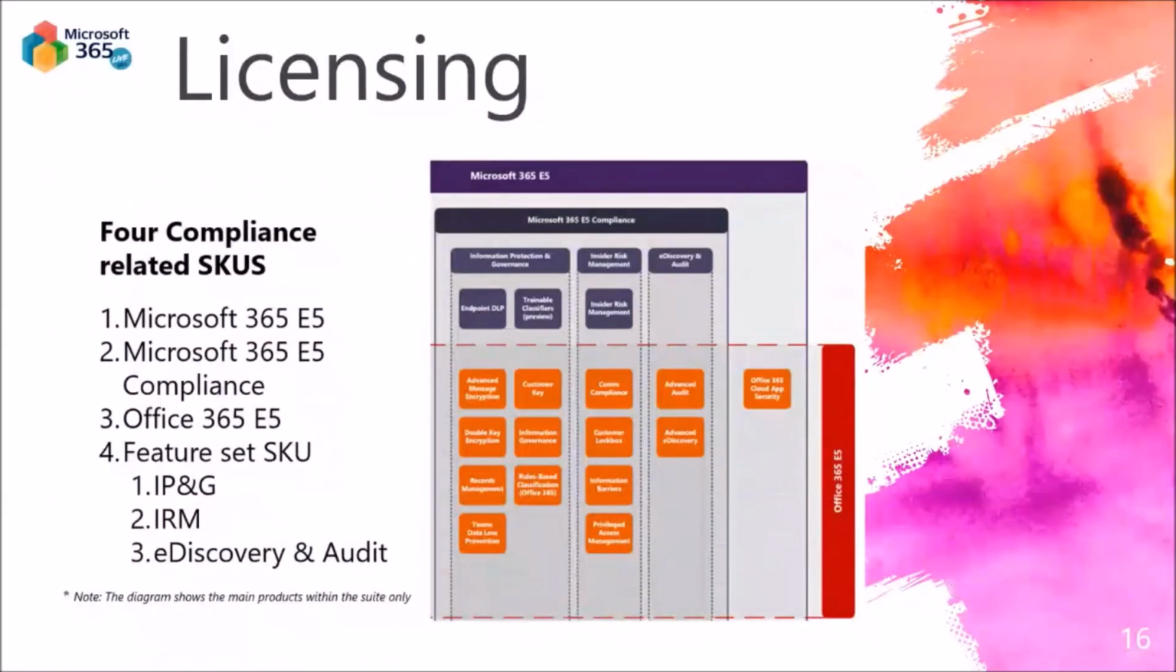And finally, to end the session for today, I wanted to talk a little bit about licensing. So data loss prevention for Exchange, SharePoint, and OneDrive comes with Office 365 E3. If you want anything more than that, for example, Teams, chat and channel messages, devices, and so on, you need to be looking more at the E5 SKUs. So to get Teams, chat and channel messages, you need Office 365 E5.